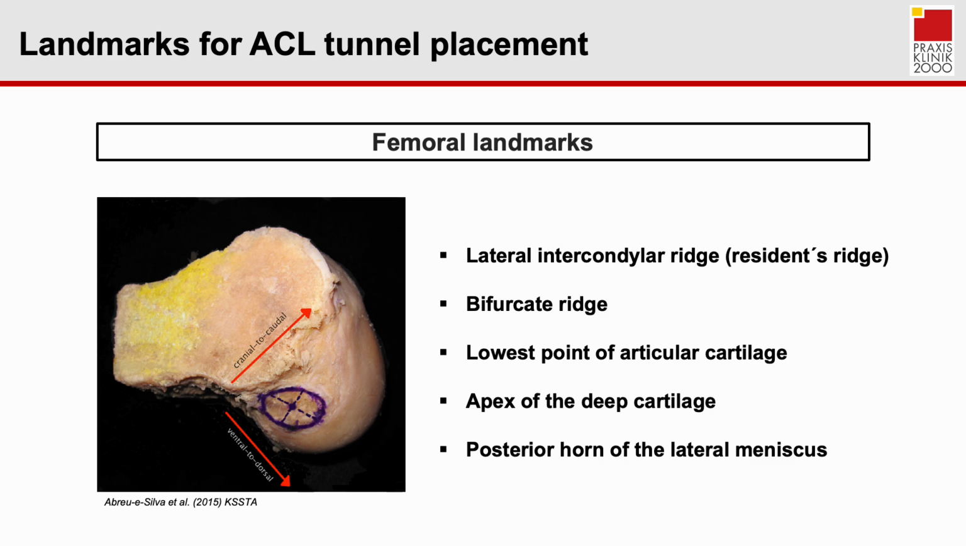Important landmarks for the femoral tunnel are the lateral intercondylar ridge, or the so-called resident's ridge, the bifurcate ridge, the lowest point of the articular cartilage, the apex of the deep cartilage, and the posterior horn of the lateral meniscus.